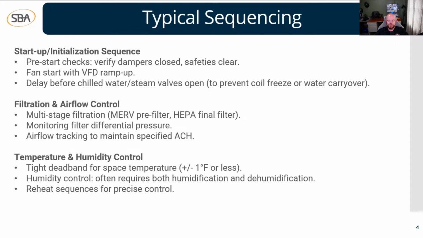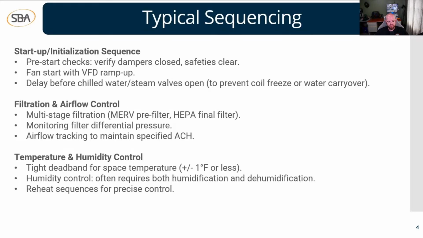After the startup and initialization sequence, we'll look into our filter and airflow control. Once we get to this stage, we have our multi-stage filtration: a MERV pre-filter and then a HEPA final filter. We need to check and make sure that our filters are clear, usually done with a differential air pressure switch, so we can tell if there's a good enough differential of air moving through our filter to tell if it's clean or not. The second thing here is monitoring that filter differential pressure, which is what I was saying about checking if our filters are clean or not.